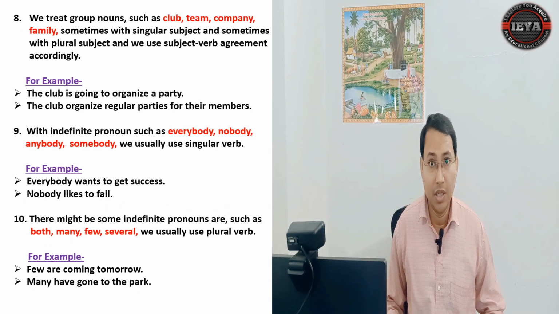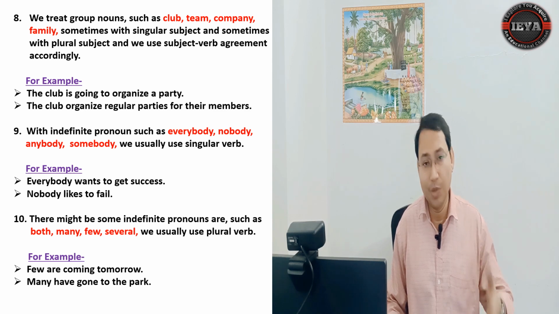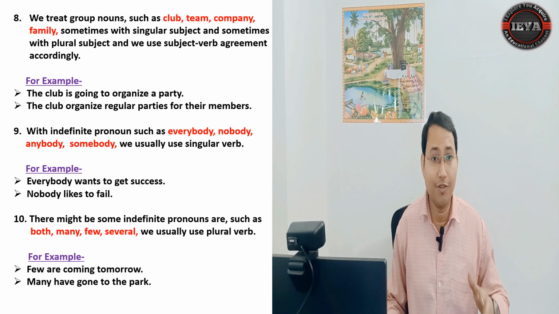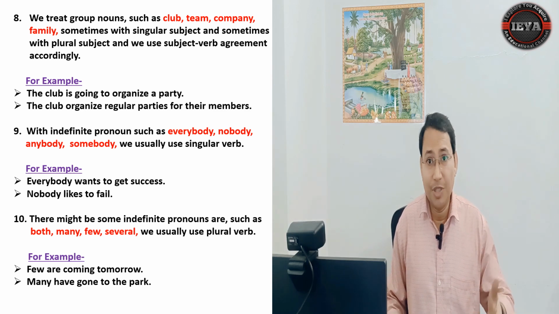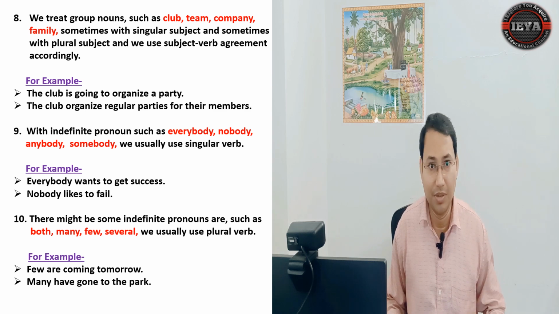Point number 8. We treat group nouns such as club, team, company, family, sometimes as a singular subject and sometimes as a plural subject. And we use subject-verb agreement accordingly. For example, the club is going to organize a party. The club organizes regular parties for their members.